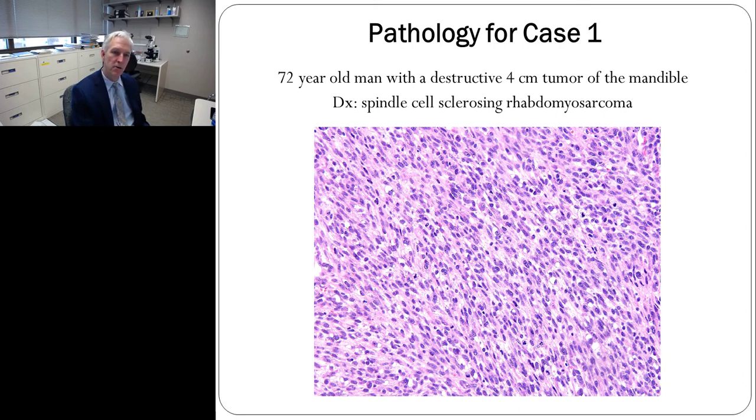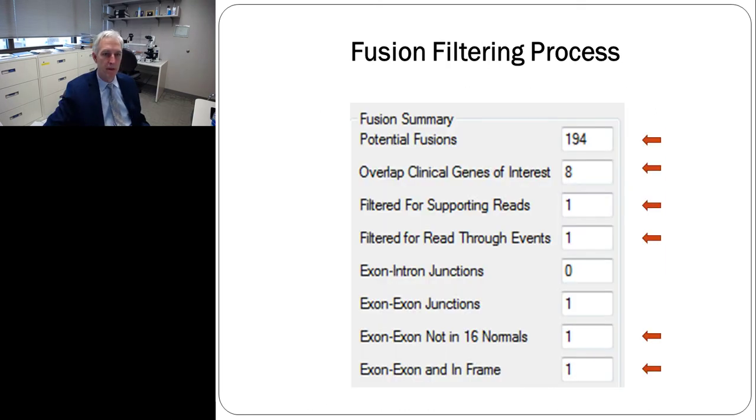It was a 72-year-old man who had a destructive 4-centimeter tumor of the mandible. The pathologist diagnosed it as a spindle cell sclerosing rhabdomyosarcoma. And this was the fusion filtering process for that particular case. The potential for 194 fusions, but whittled all the way down to 1 real fusion. And I'm just showing you that. So 194 possible fusions, only 8 of them overlapped with the 571 genes of interest.